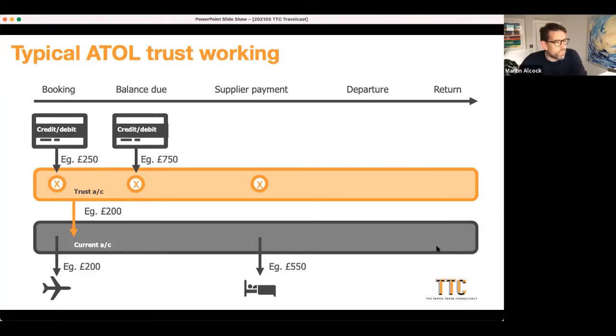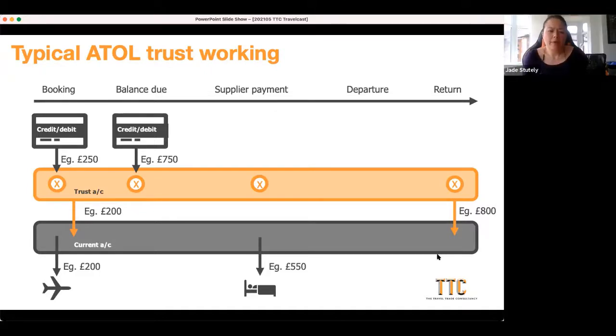I mean, there's quite a bit to dig into there. Firstly, Jade, any sort of anything I've missed there? You're the expert on this stuff. I think, as you said, you can take the monies out retrospectively, be reimbursed following payment to the flight provider.